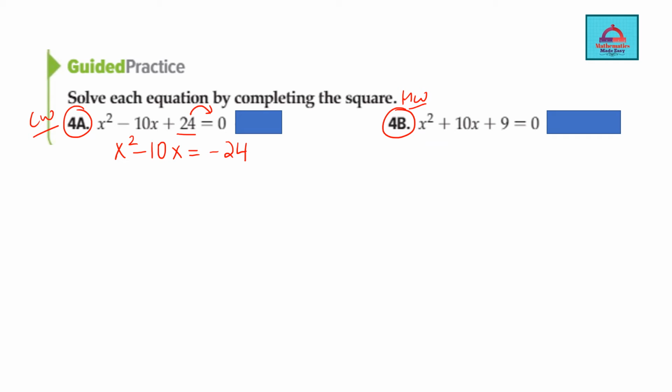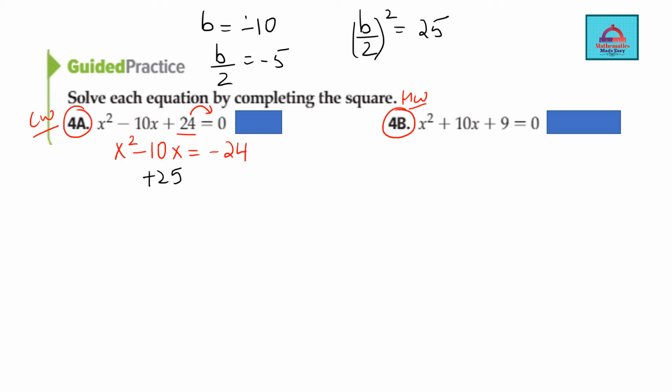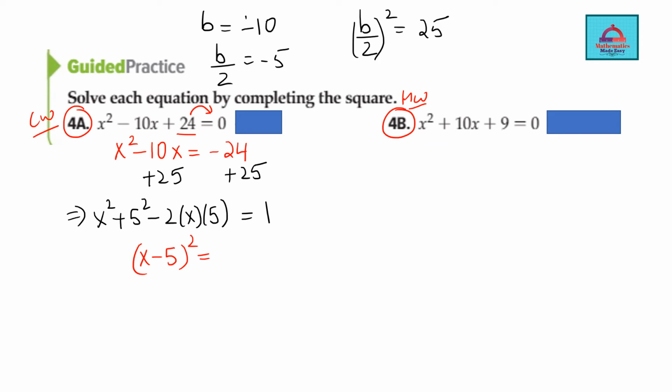Now the value of b, let's change color and write on the top. b is negative 10. So b divided by 2 is negative 5. Then you take (b by 2) whole square, so it will be plus 25. So I add 25 here and I add 25 here. So what does this give you? This gives you x square plus 5 square minus 2 times x times 5, and here 25 minus 24 is 1. So now you get the perfect square, (x minus 5) whole square equal to 1.